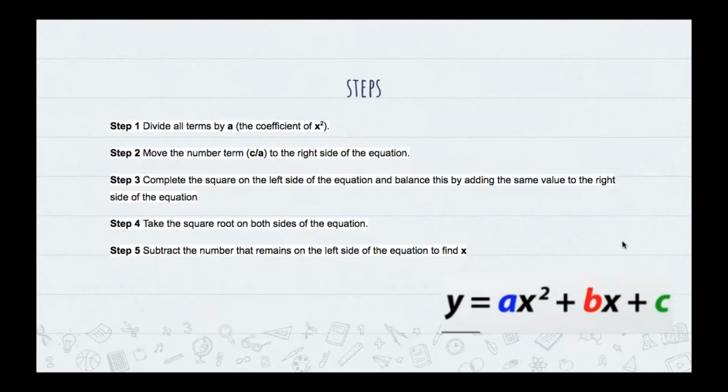We have to divide all the terms by a if there is a number for a, and then move the terms to the right side of the equation, complete the square on the left side of the equation, and balance by adding the same value to the right side of the equation, and take the square root of both sides and subtract the number that remains on the left side of the equation to find x.